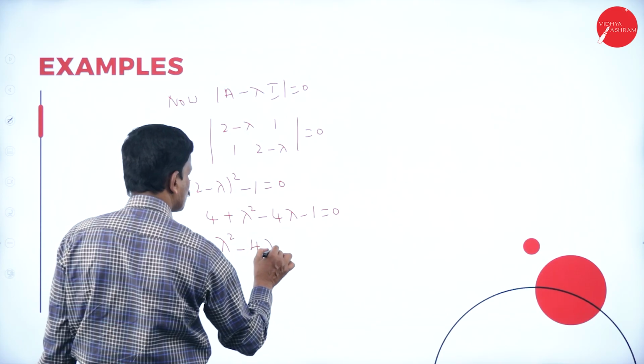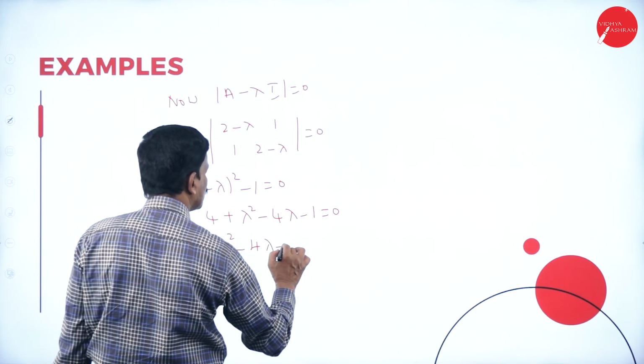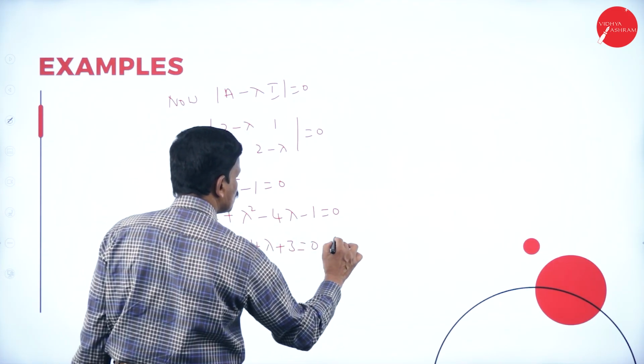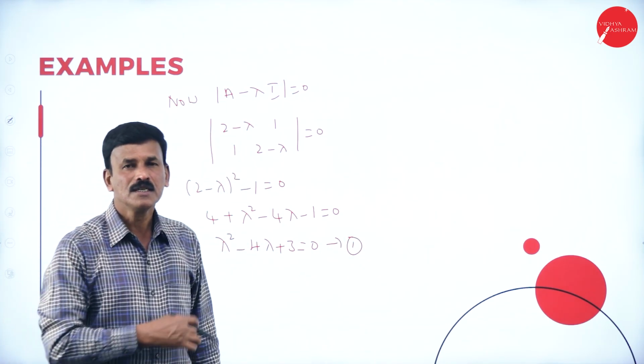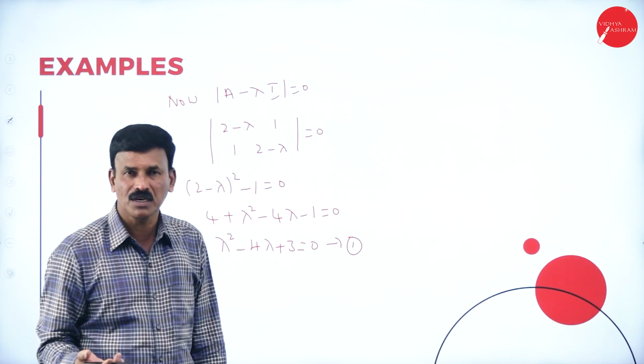Now, put it in order. Lambda square minus 4 lambda, 4 minus 1 is plus 3, is equal to 0. This is the characteristics equation. Let us represent this as equation number 1. So, if you solve this, you will get the eigenvalues, right?